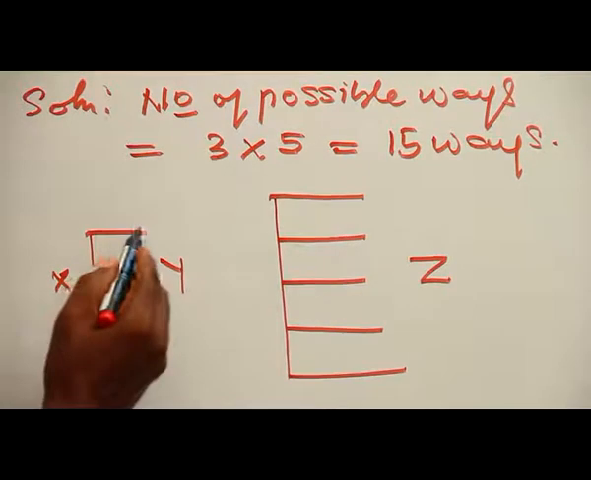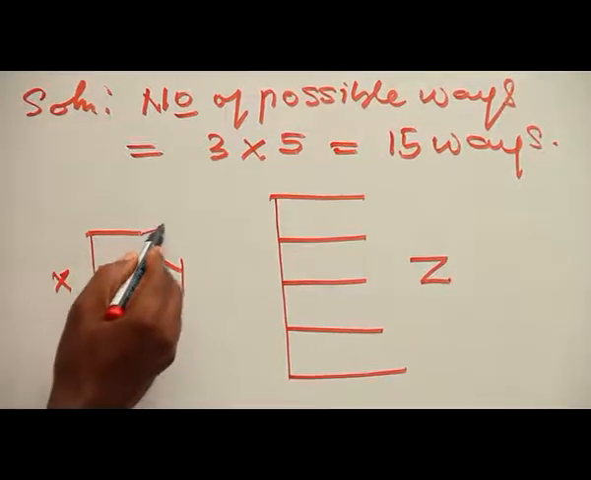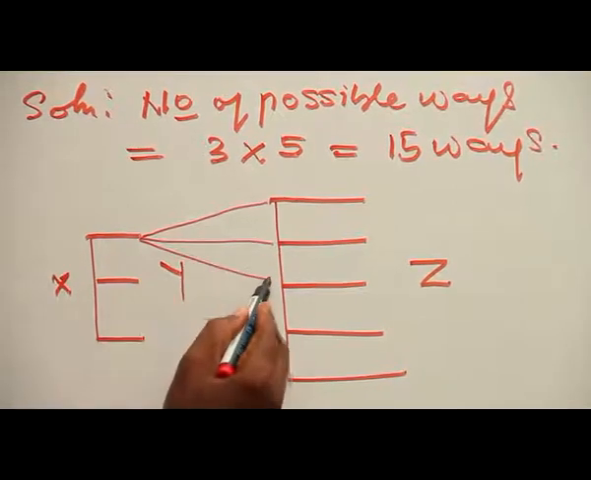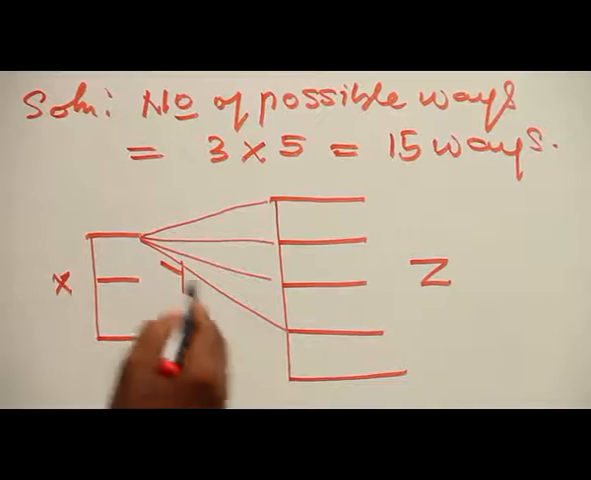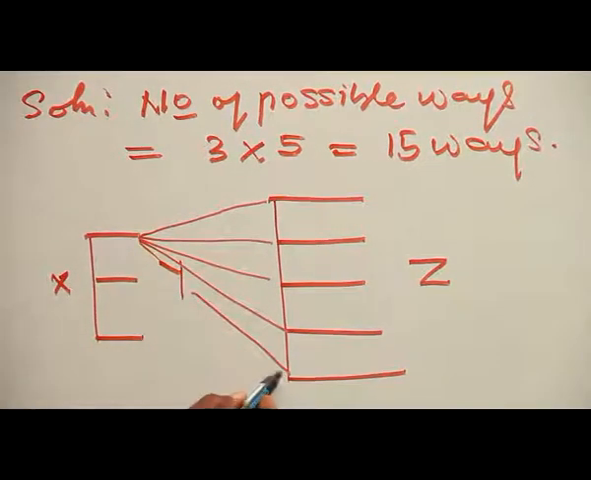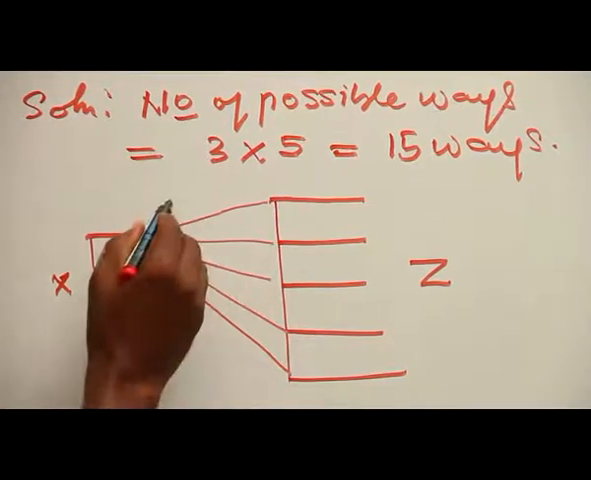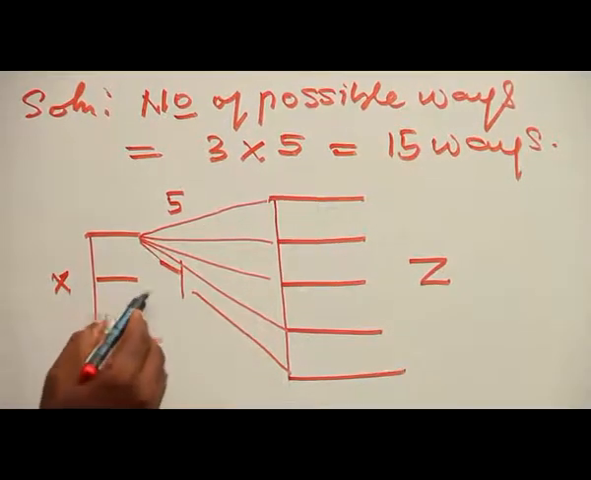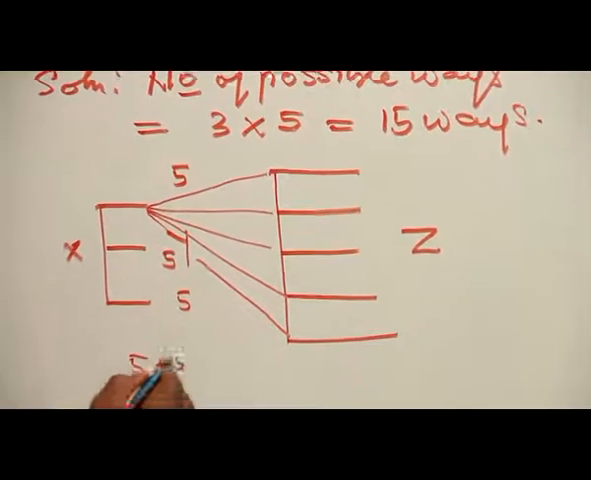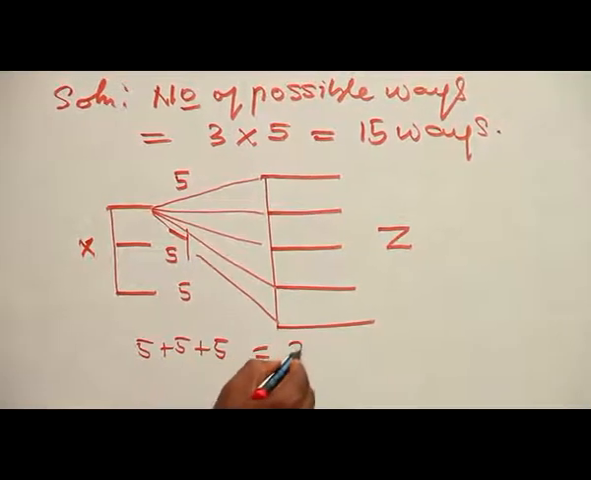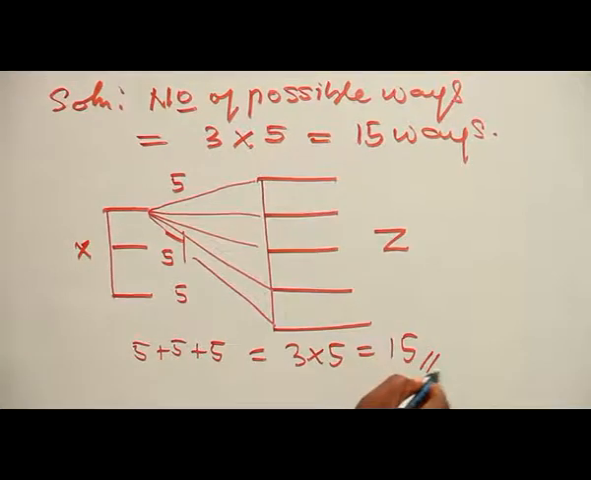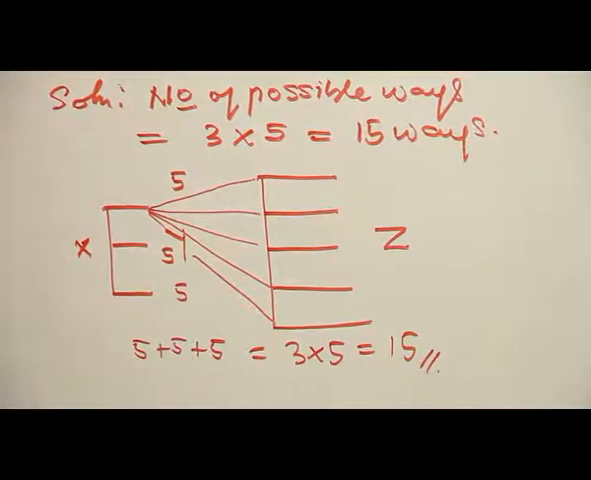It implies that if you take this route, you can go through here, you can go through here, you can go through here, and also go through here, or you go through this. Only this one will give you 5 routes. So we have 5 routes passing from here. This one will also give you 5 routes. This one will also give you 5 routes. So we have 5 plus 5 plus 5. It is 3 times 5, and that is equal to 15. And that is why the result was 15 ways.